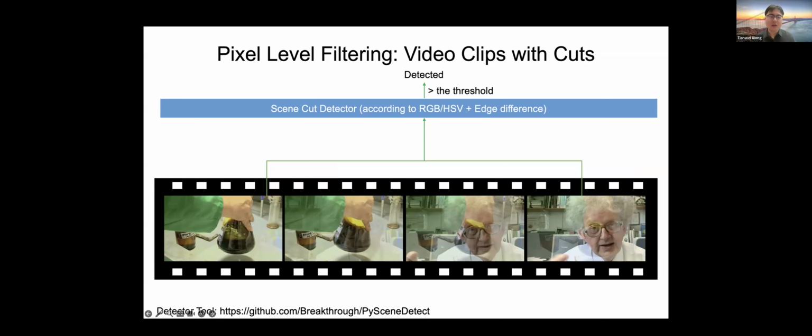So we need to calculate the difference between frames, right? If the difference is big, then we figure there might be a scene cut between the two frames. And about the calculation of the difference, we use the PySceneDetect algorithm.